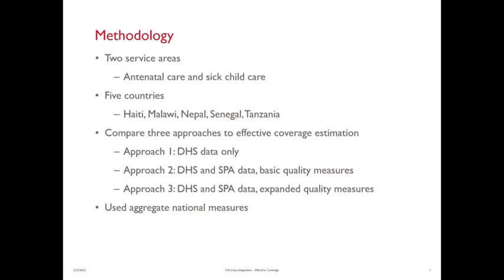So we used 3 measurement approaches. One used DHS data only. One combined DHS and SPA data and used basic service readiness and process quality measures from the SPA. And the third combined DHS and SPA data again, but used expanded service readiness and process quality measures. And with all of the different measurement approaches, we used an indirect linking approach with aggregate national measures of coverage and quality.